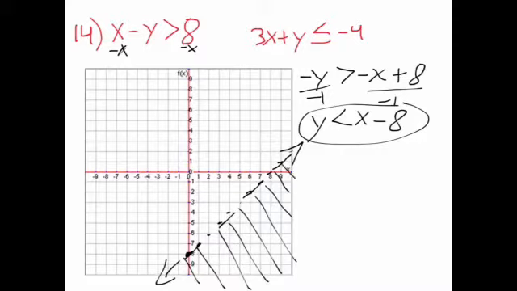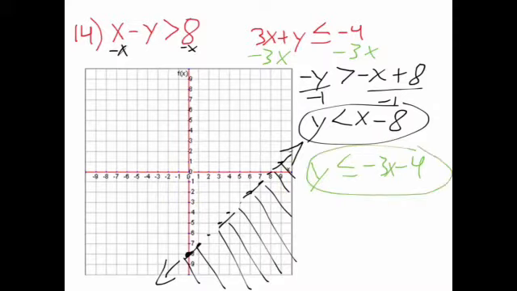And my other inequality is not yet set up, but it's really close to being set up for graphing. All I have to do is subtract 3x from both sides to get y less than or equal to negative 3x minus 4. There should be an x in there. Negative 3x minus 4. So this is going to be my other inequality that I'm going to graph.